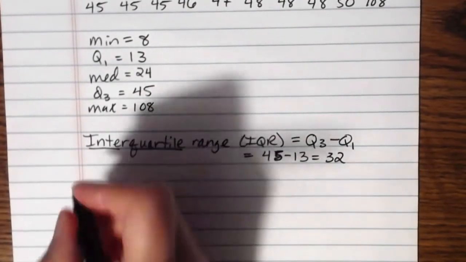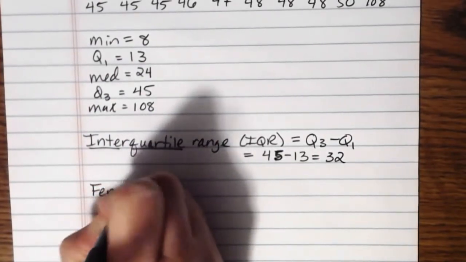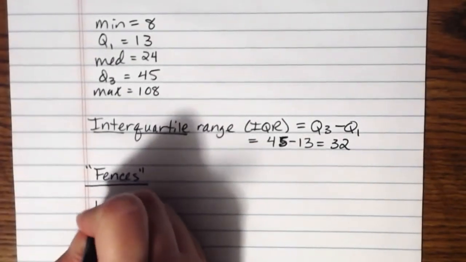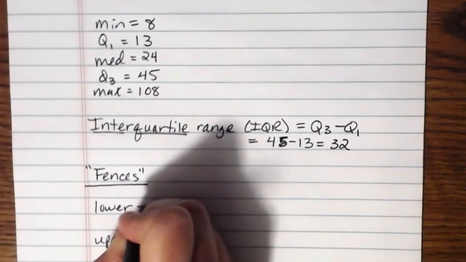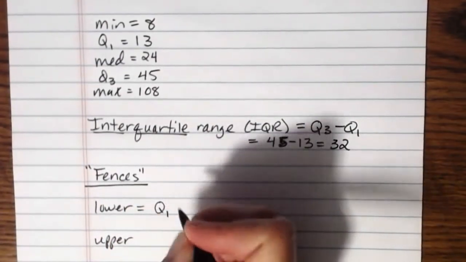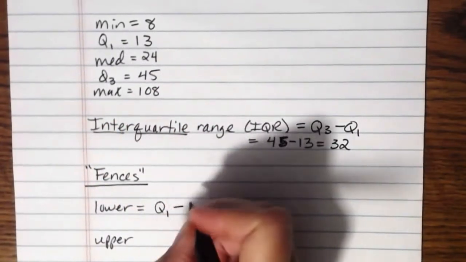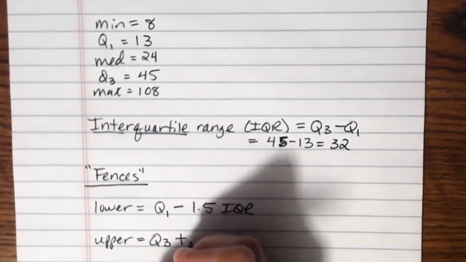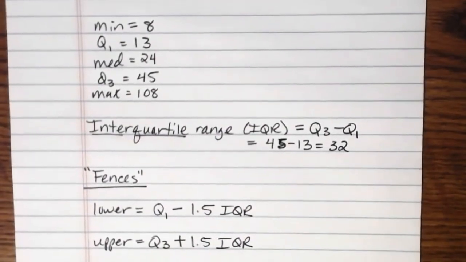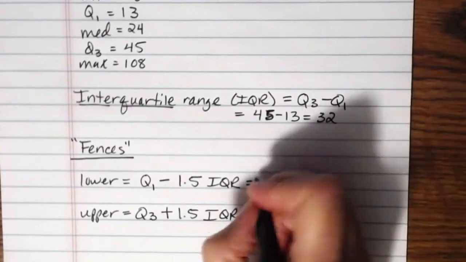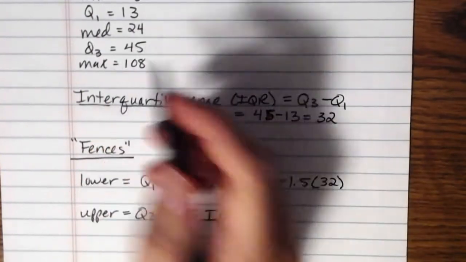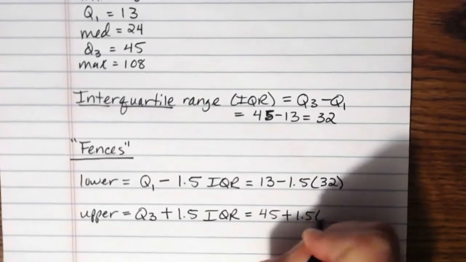And then here's how we look for outliers. We set up things that are called fences. These will not appear on the final diagram. They're just something that helps us look for outliers. With the fences, there's going to be a lower fence and an upper fence. The value for the lower fence is Q1, your first quartile boundary value, minus 1.5 times your IQR. And your upper fence is Q3 plus 1.5 times your IQR. Okay, so lower, 13 minus 1.5 times 32. Upper is 45 plus 1.5 times 32.